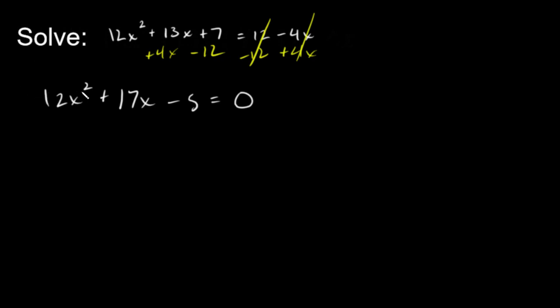Now you factor using any method, and the method we have to use is slide and divide. That's all we know how to do because this is 12 and not 1. You have to use slide and divide. So slide and divide, you get x squared plus 17x minus 60 equals 0.